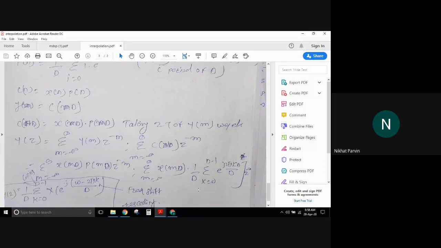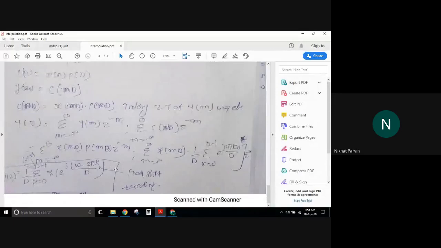If you simplify this, the last equation I have written here, you will get Y(z) equals 1 by D summation over k equals 0 to D minus 1 of X(e^(j(omega minus 2 pi k)/D)), that is, omega minus 2 pi k by D.